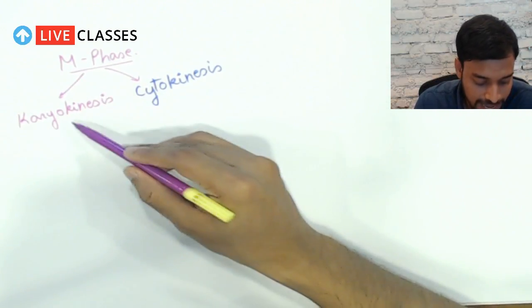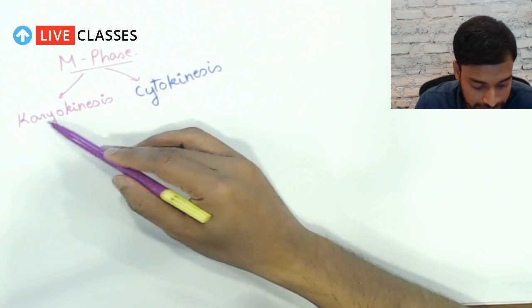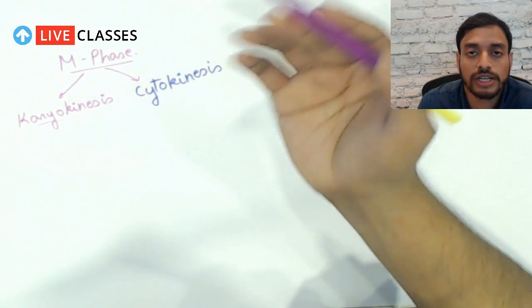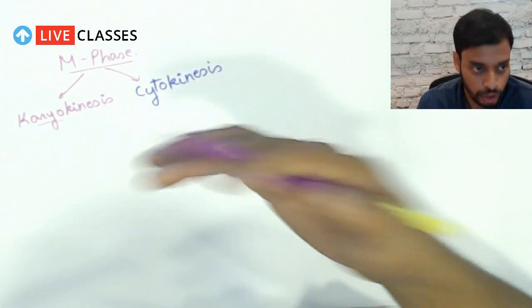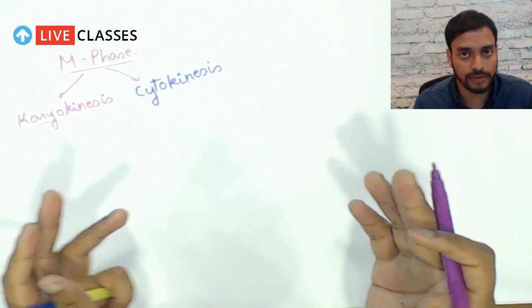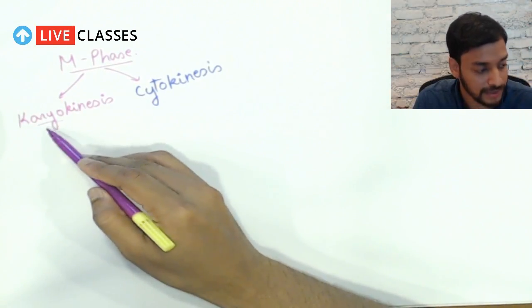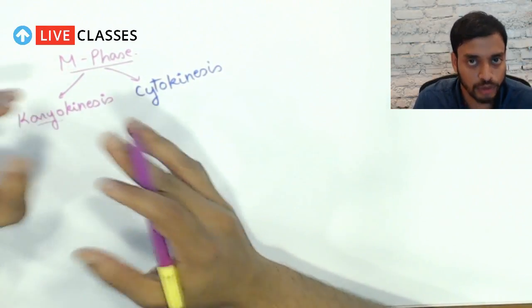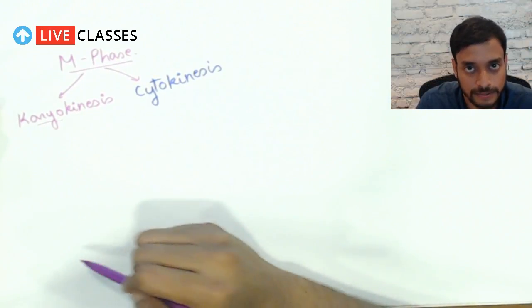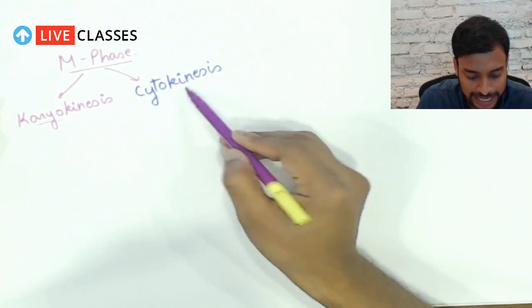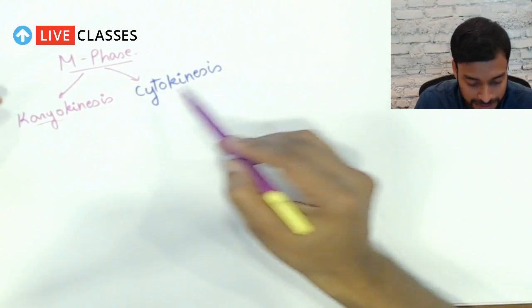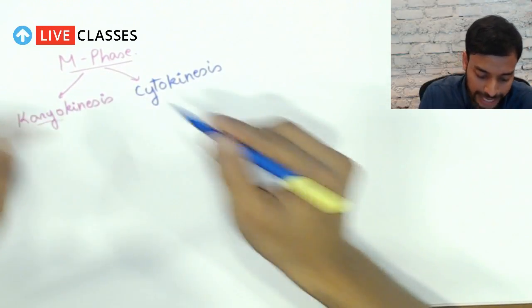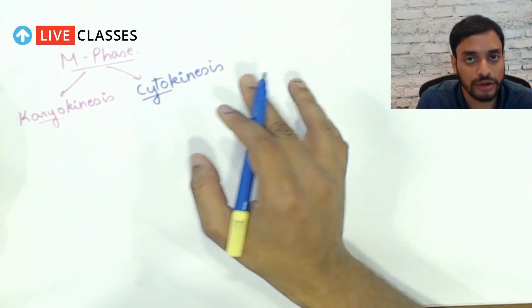So M phase has two parts, two phases, that is karyokinesis and cytokinesis. Karyo or karyon, this word has come from the word nucleus. Kinesis means division. So what does karyokinesis mean? It means division of the nucleus. Nucleus के division को कहते हैं karyokinesis. Now I'm sure you can tell cytokinesis. What will it mean? Cyto is related to the word cytoplasm. So cytokinesis is basically division of cytoplasm.